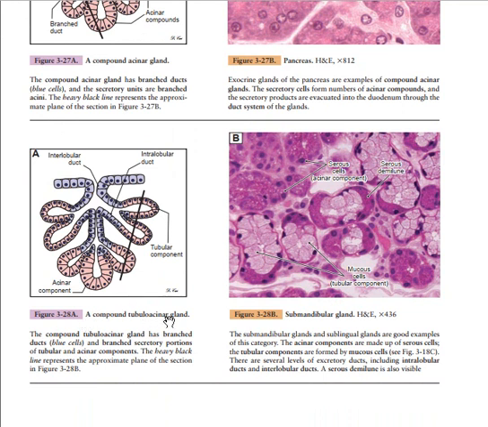The next is the compound tubuloacinar gland. In the compound tubuloacinar gland, you still have multiple excretory ducts, but now some are going to be branched tubules and the others are going to be branched acini, as you can see here. So you have branched tubule and branched acinus in compound tubuloacinar. Here is an example of a compound tubuloacinar gland in the submandibular gland.